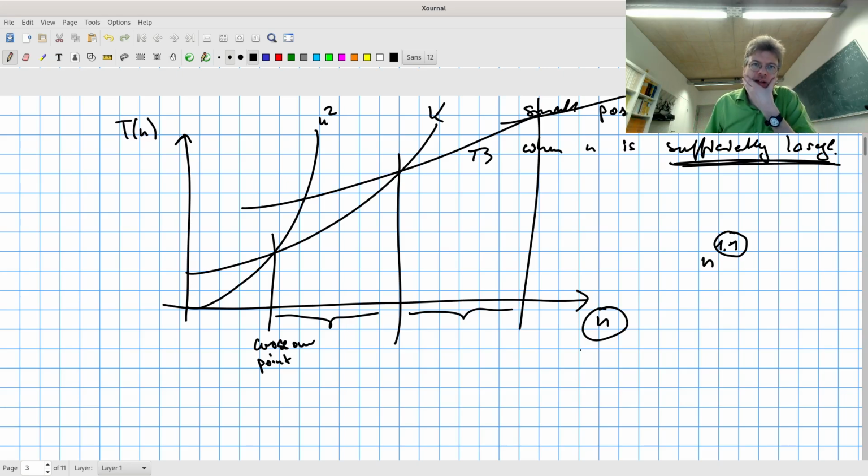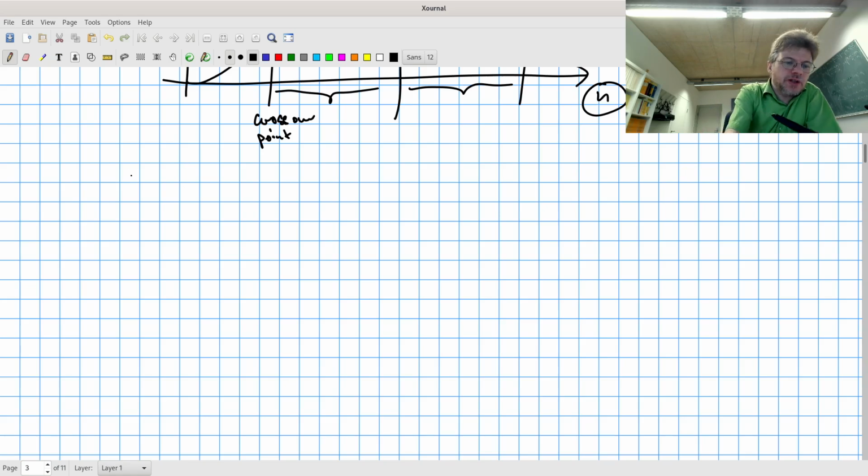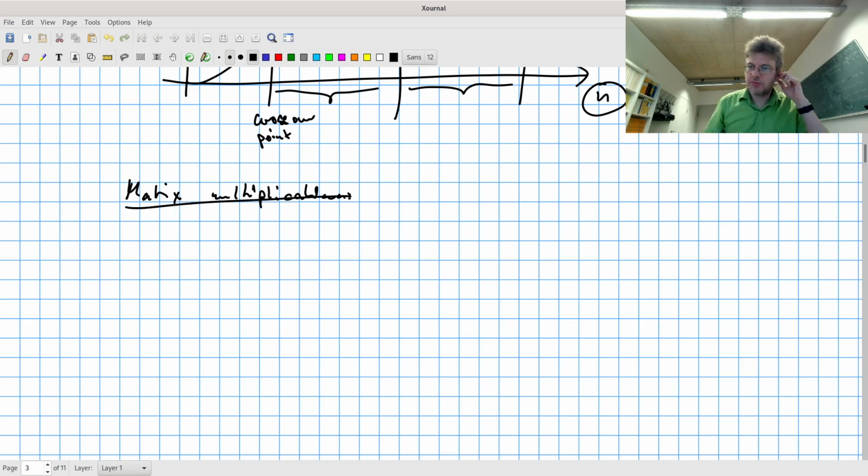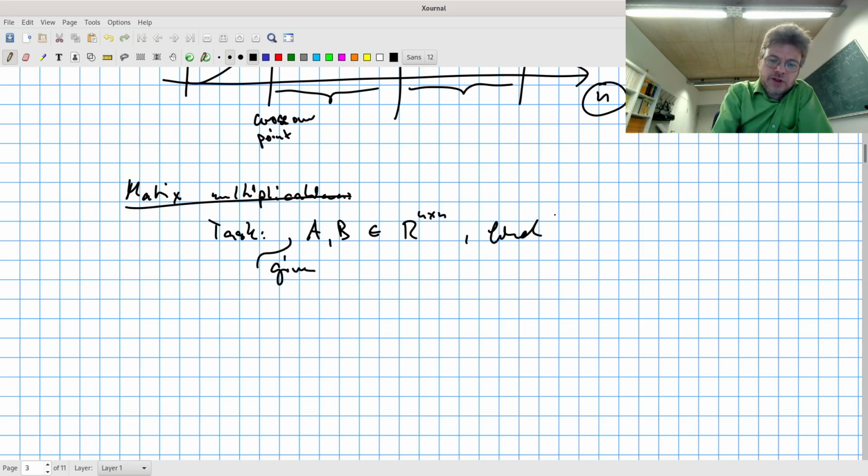Another question is, what about matrices? Matrix multiplication. It's another topic that will concern us very much in this course, but it's natural to discuss it a little bit at this point, because there is a relation to Karatsuba. So what is the task? You are given two matrices, A and B, in, let's say, R^(n×n). Find C, the product of these two matrices.